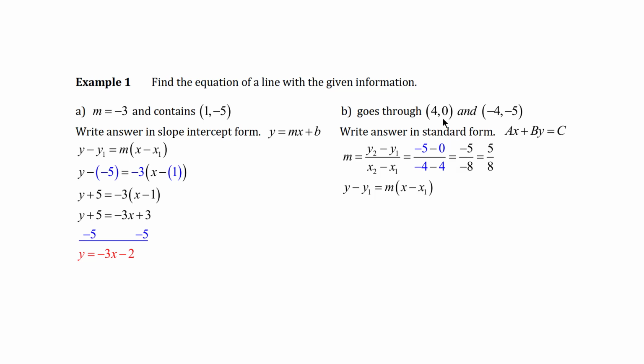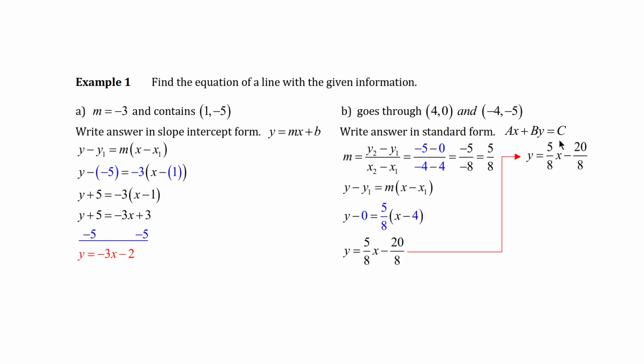After substituting in the values, we get y minus 0 equals 5 over 8 times parentheses x minus 4 close parentheses. Simplifying the left-hand side, y minus 0 is just y, and on the right-hand side, we distribute the 5 over 8 inside the parentheses. We get 5 over 8x minus 20 over 8. So the result is y equals 5 over 8x minus 20 over 8. The next step is to rewrite this in standard form.